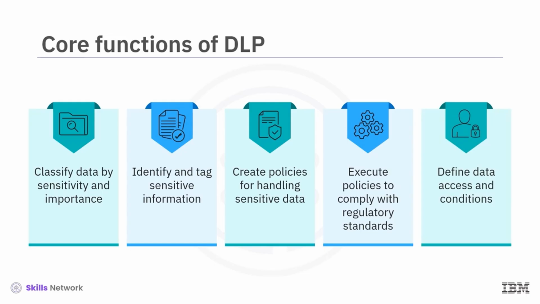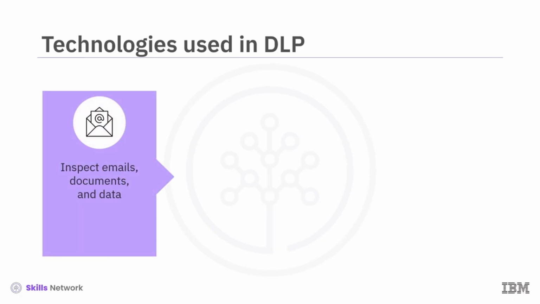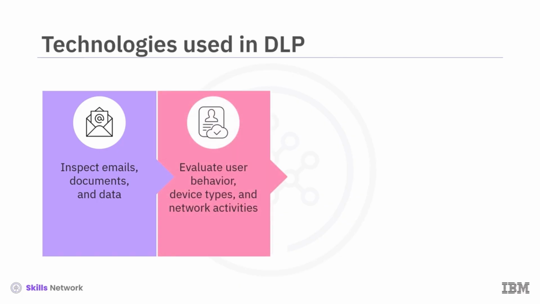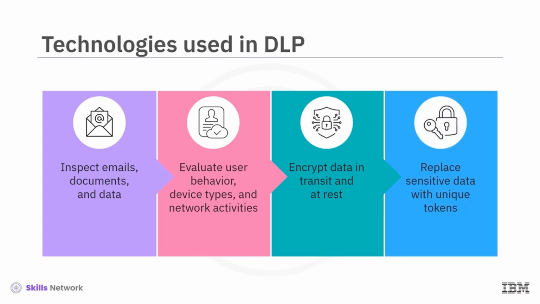To perform these functions, DLP uses a range of technologies. Let's discuss them. To analyze files and content to identify sensitive information, DLP inspects emails, documents, and other data for patterns that match the predefined policies. Similarly, to evaluate the context of data usage and to ensure it aligns with established policies, DLP analyzes user behavior, device types, and network activities. DLP also plays a pivotal role in protecting data in transit and at rest with encryption. It uses tokens to replace sensitive data with unique identifiers to build up defenses against attacks.